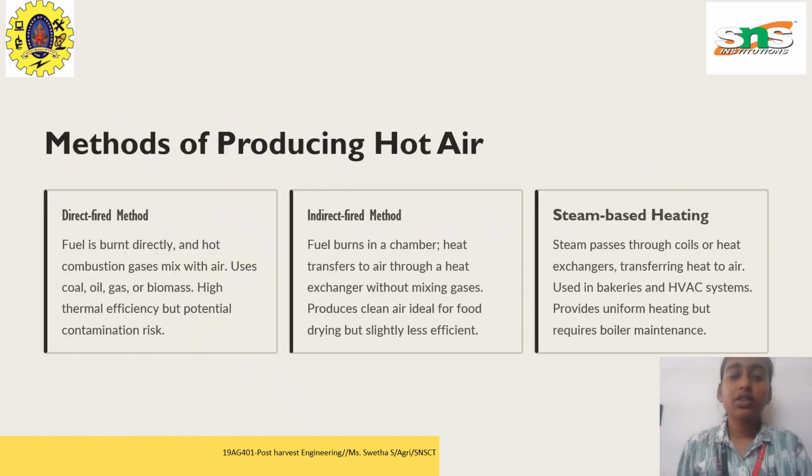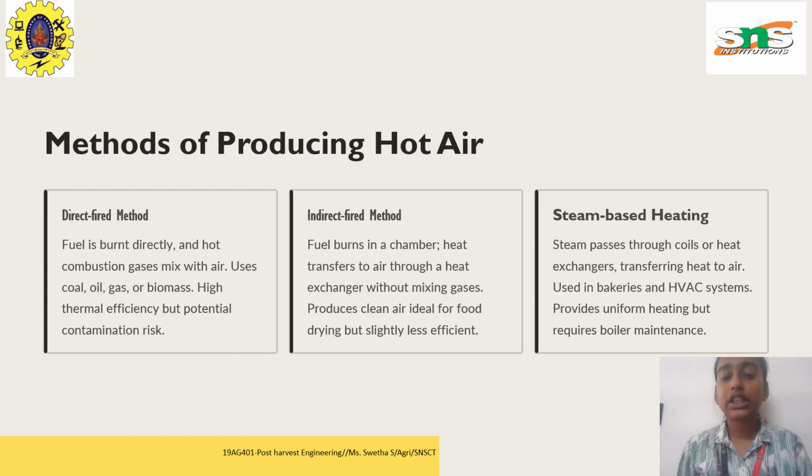Shall we see what the methods of producing hot air are? First, the direct fire method, as we do at home, right? Fuel is burned directly and is mixed with the surrounding gases. It also produces air pollution. Coal, oil, gas or biomass are used. High thermal efficiency but potential contamination risk.